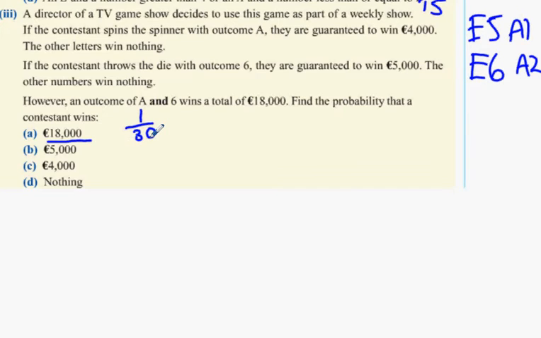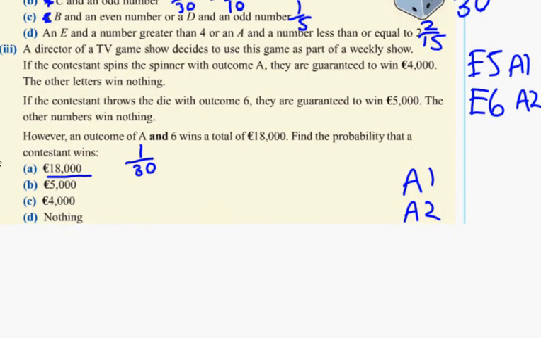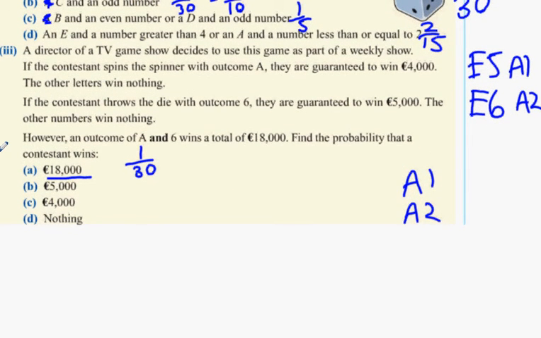Now, probability of winning 5,000? Wait, so 5,000 was... Sorry, that's for the number. If the contestant throws the die with an outcome of 6, they are guaranteed to win €5,000. So if you throw a 6, you're guaranteed to win €5,000.